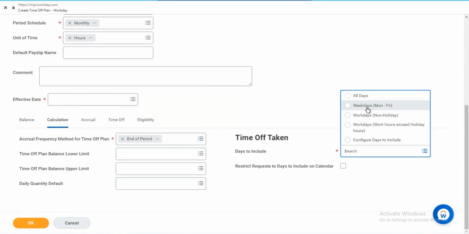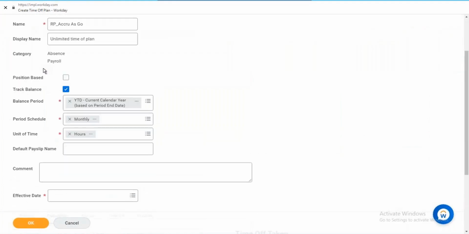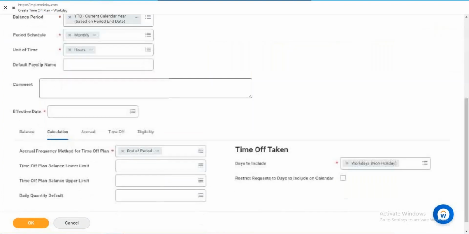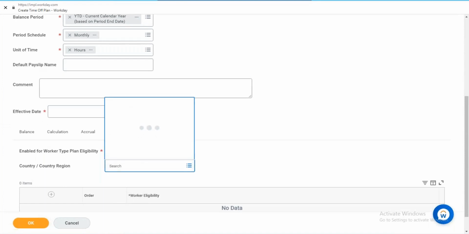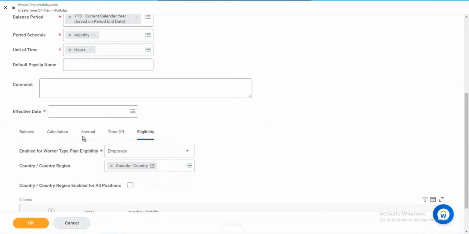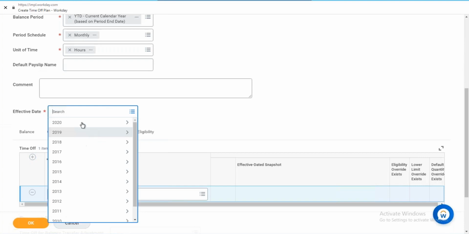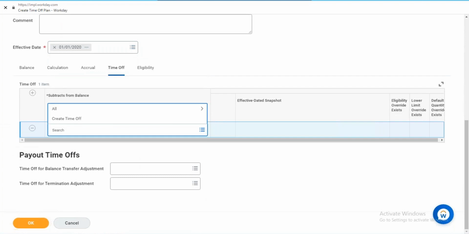Days to include: Monday to Friday, no Monday, no workday, no holiday. So remember, there is one catch in this time off plan. Whenever you're configuring any time off plan in accrue as you go, never configure accrual first. Always configure time off first. First we make it like Canada. Then we configure time off. Effective date, let's make it 2020. Time off.